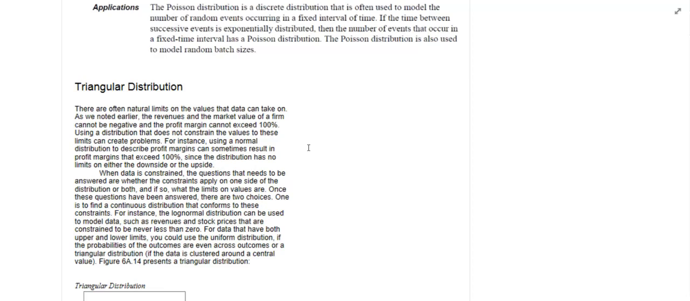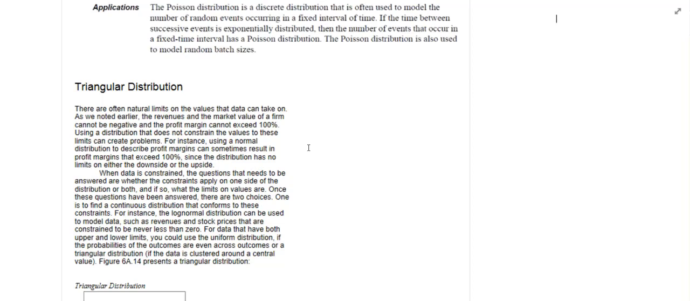So when data is constrained, the questions that need to be answered are whether the constraints apply on one side of the distribution or both, and if so, what the limits on the values are. Once you've answered those three questions, there are two choices. The first would be to find a continuous distribution that conforms to the constraints. An example might be the log normal distribution.